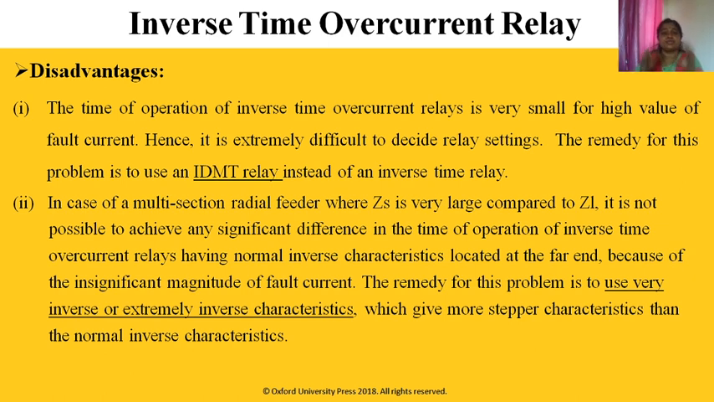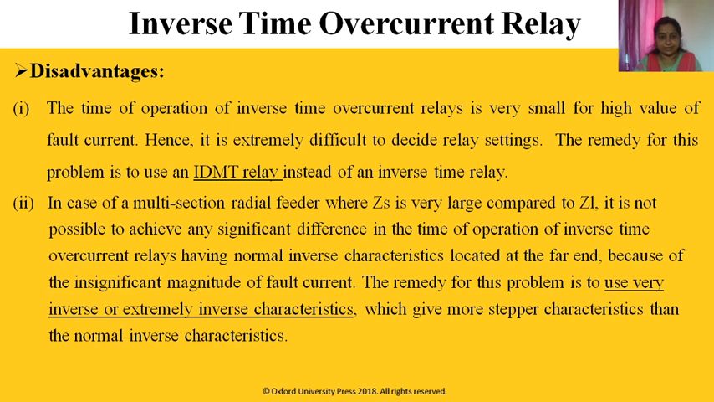So for that we are using IDMT. IDMT means inverse definite minimum time. For higher value of fault current, we have minimum time. If the current is very high, then that minimum time will remain constant for every value of fault current. So IDMT relay is used instead of inverse time overcurrent relay. The characteristics I will tell in the next slide.